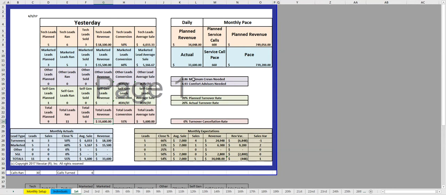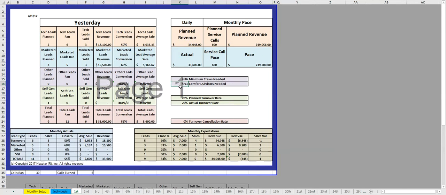But now again, look at this number. We need 4.86 minimum crews to install this revenue. So this is a check that will show up every single day. As you bring this to your daily huddle, if you don't have 4.86 crews, you're going to burn your people out. Not only that, your chances of getting that are probably not going to be good without burning them out.